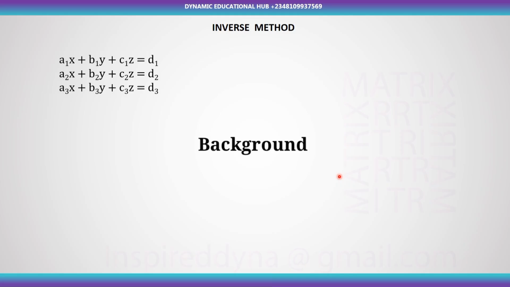The first thing we want to do is write out the set of linear equations. We have it as shown. Now this set of equations has three unknowns, which are x, y, and z. Don't forget those letters a1, b1, c1, d1: they are just constants you will be given in the question.